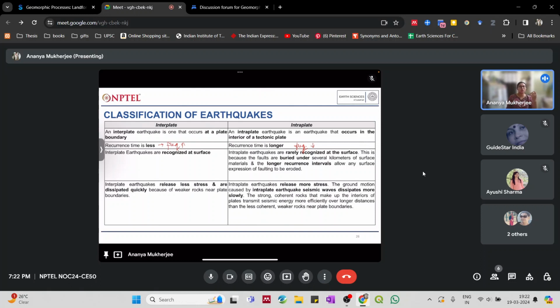So strong rocks, or very hard rocks, actually help in the transmission of seismic energy over longer distances, and they can be very hazardous to us, and they cause a lot of destruction.